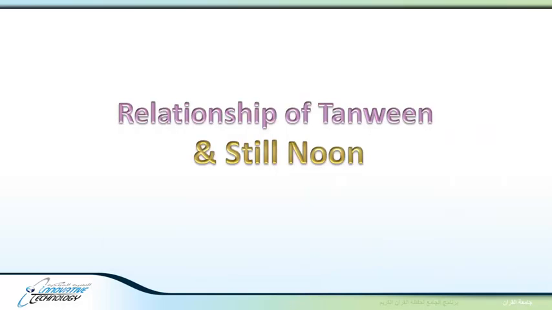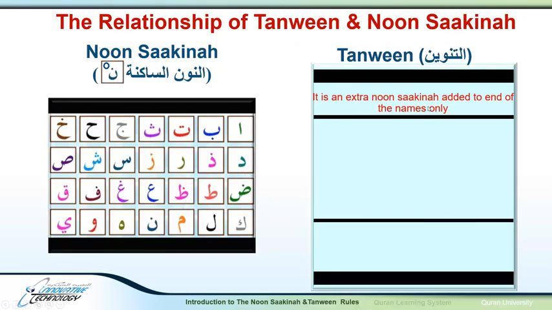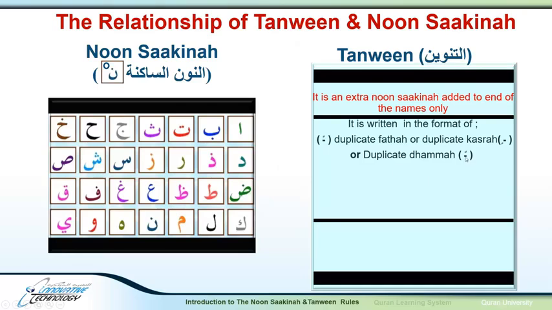Now, we're going to remind you of the relationship of Tanween and Nun Sakinah. So, what's Tanween and what's the relationship of Tanween and Nun Sakinah? As we said, Nun Sakinah is basically one of the letters of the alphabet with a sukun, which is still, meaning having no harakah, no movement. Now, the Tanween is an extra Nun Sakinah added to the end of a name, any name, and it's written in the format of a duplicate Fatha, or duplicate Kasra, or duplicate Dhamma. So there are 3 types of Tanween: Tanween with Fath, Tanween with Kasr, Tanween with Dhamm, and the example is as we see here for the word kitab.